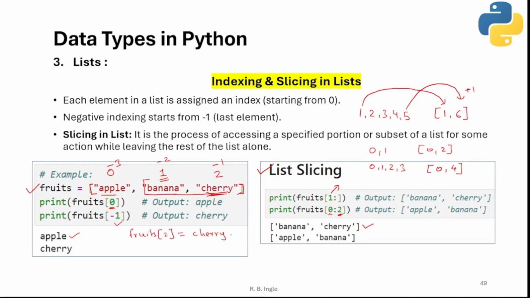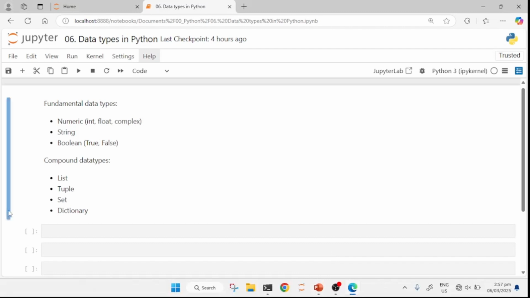So when I am writing fruits 0 colon 2, it means what? It will print the elements at index numbers 0 and 1. So 0 is apple, 1 is banana. Apple and banana I am getting in the output. We'll see that in an example.